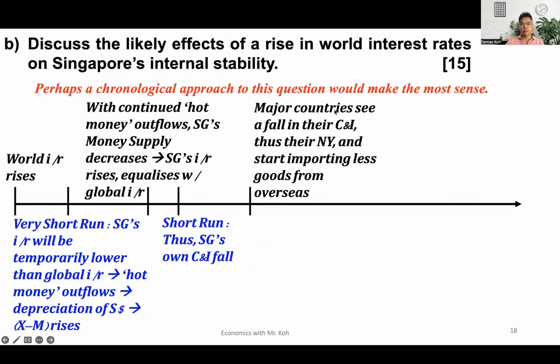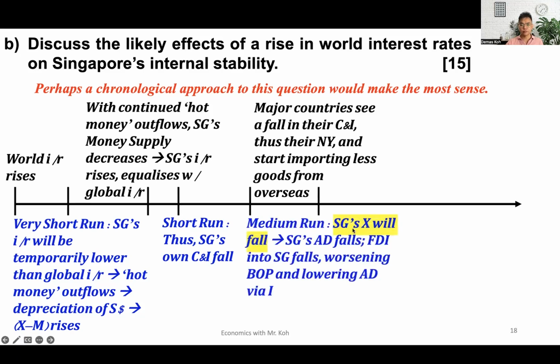And major countries would see a fall in their CNI. Thus, their national income would also fall. And they start importing less goods from overseas, including from Singapore. And Singapore exports a lot of products to overseas markets. So that means that Singapore's export revenue would fall, and leads to a fall in AD.